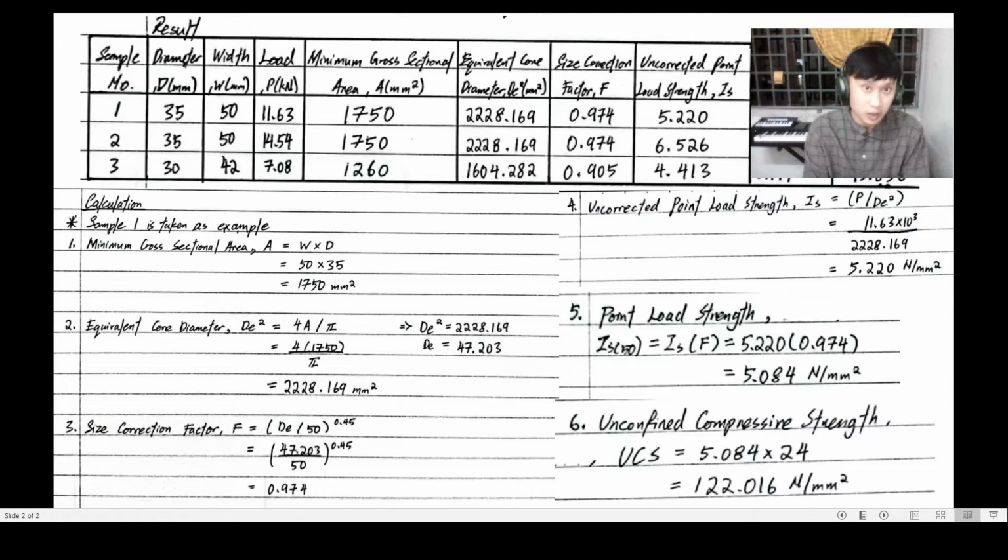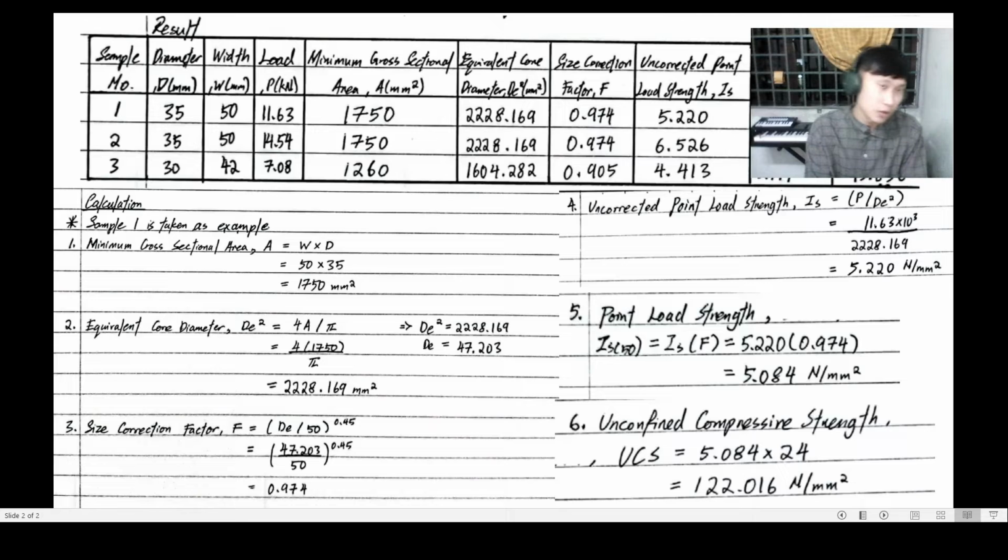The below part shows the calculation of how we obtained each parameter, and we can clearly see a difference between the first 2 samples and the third. The first and the second sample have quite similar values of point load strength, but the third sample has a point load strength that is way lower than the first and second samples. So what happens to the third one?